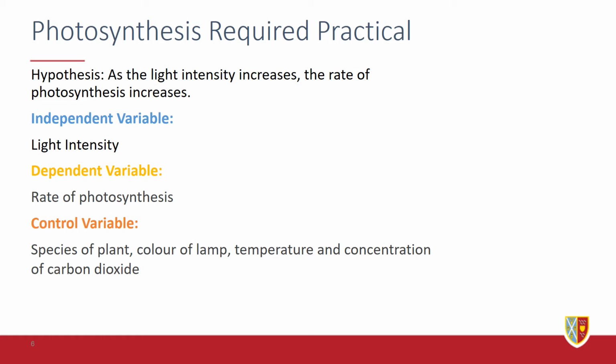The concentration of carbon dioxide is also important. We usually add something called sodium hydrogen carbonate, a chemical that will provide carbon dioxide for the plant, rather than water. Because in that case, we know that the carbon dioxide level in that tube is as high as can possibly be, and therefore it is not a limiting factor of photosynthesis. It's not slowing anything down.